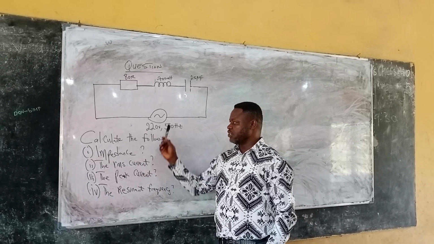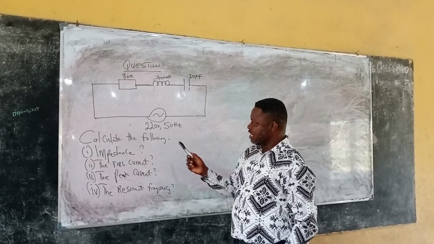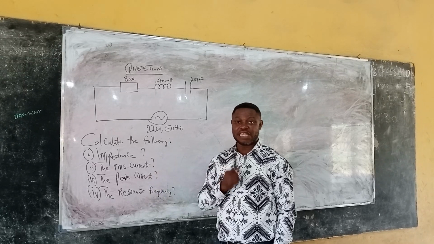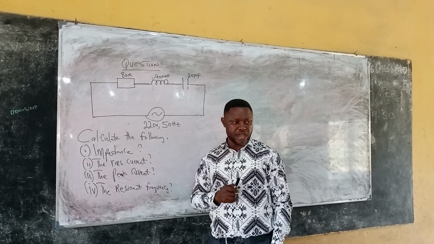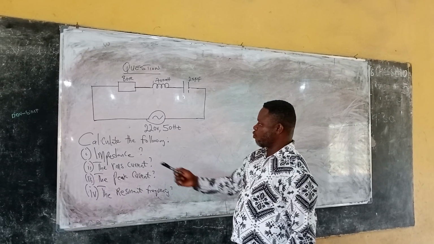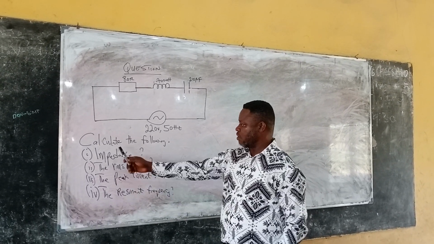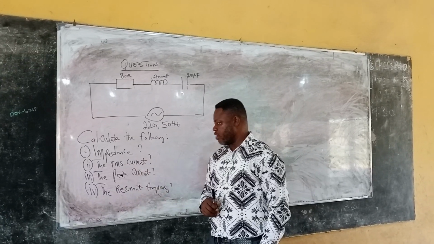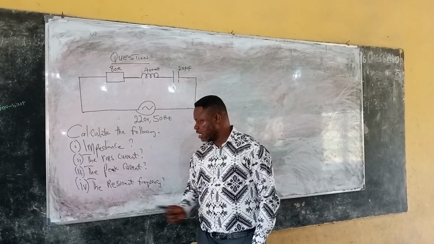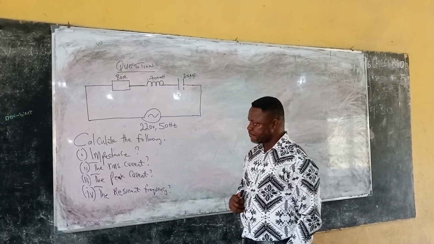Normally when you are given a voltage like this, it is always assumed, except stated otherwise, that the voltage is actually the root mean square voltage. That's the RMS voltage. So the question is to calculate the impedance of this circuit, the root mean square current, the peak current, and then the resonant frequency.